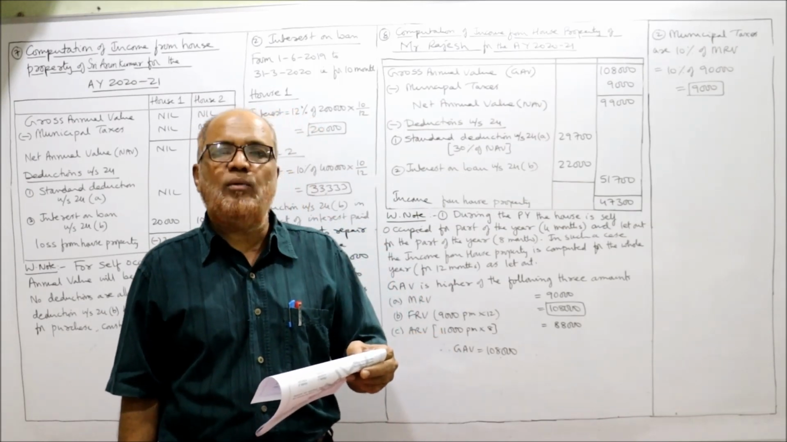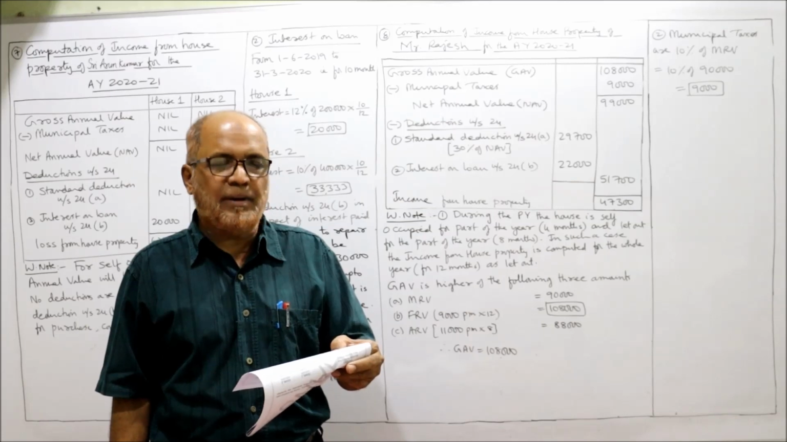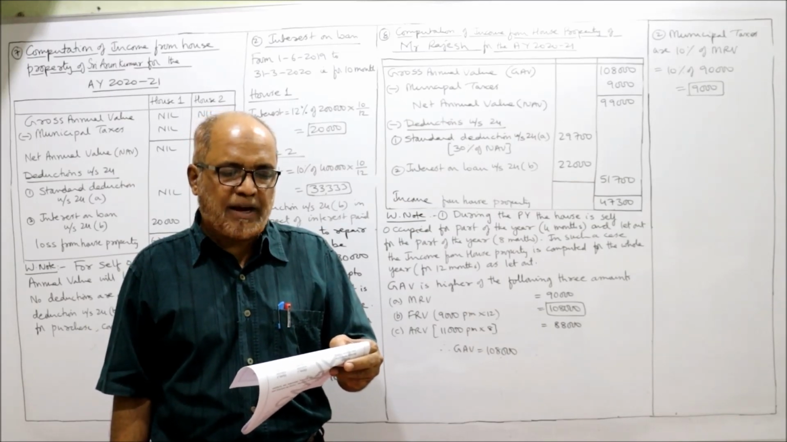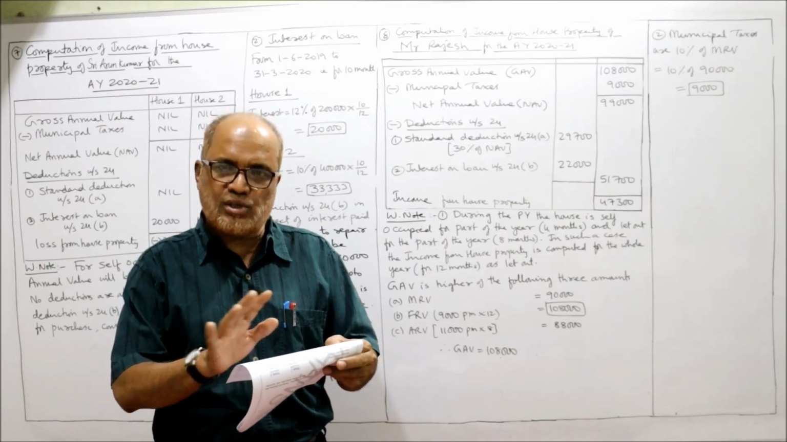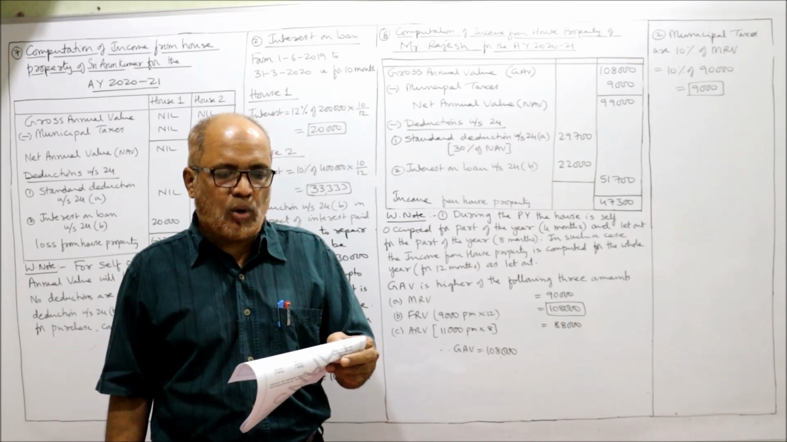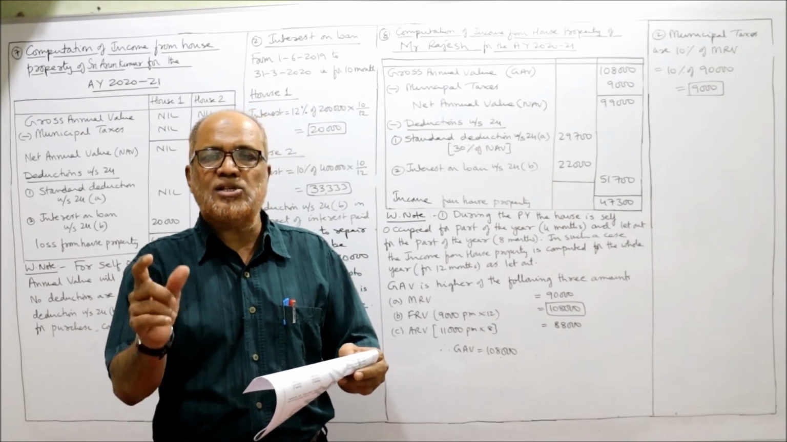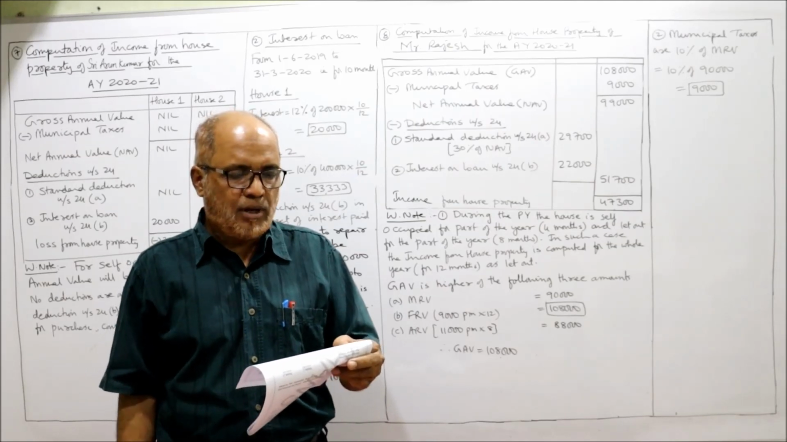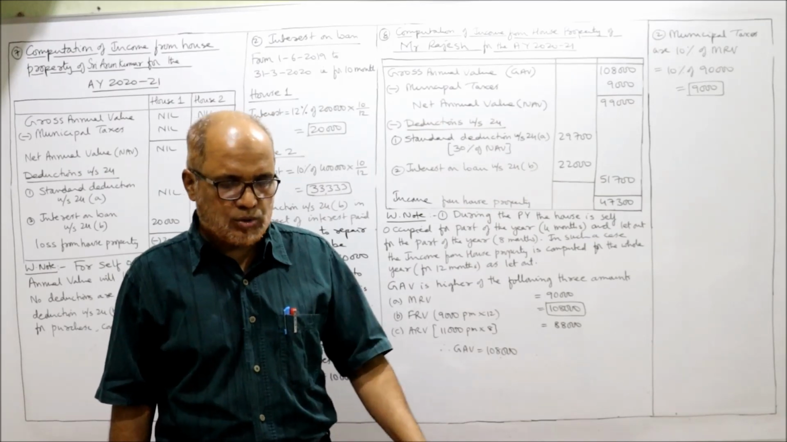The municipal value is 90,000 per annum, MRV, and rent of similar building, FRV, 9,000 per month. Expenses paid by owner: insurance, ignore. Ground rent 10,000, ignore. Interest on loan taken for construction of house 22,000, allowed. Interest on loan taken for construction will be allowed under section 24B. Municipal taxes 10%. Compute income from house property.